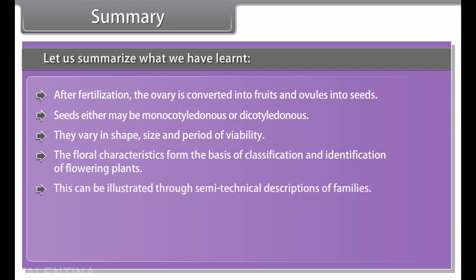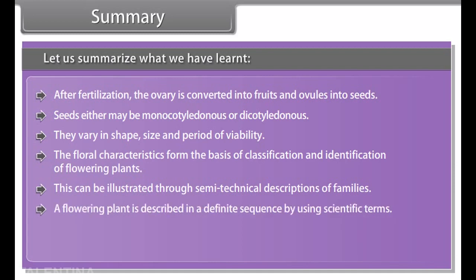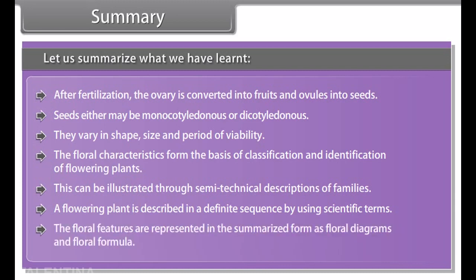This can be illustrated through semi-technical descriptions of families. A flowering plant is described in a definite sequence by using scientific terms. The floral features are represented in the summarized form as floral diagrams and floral formula.